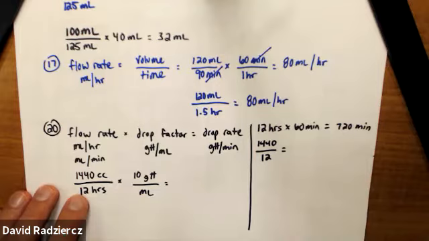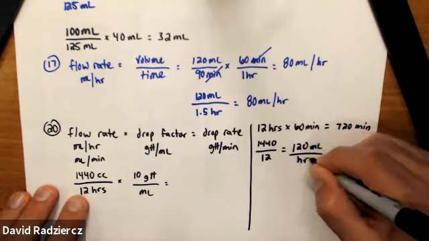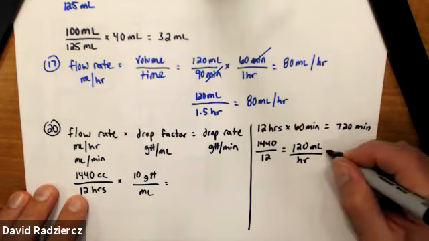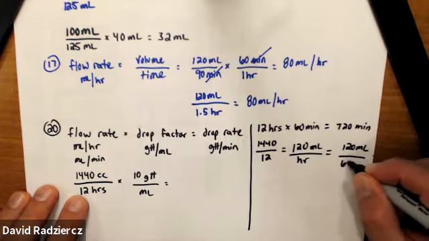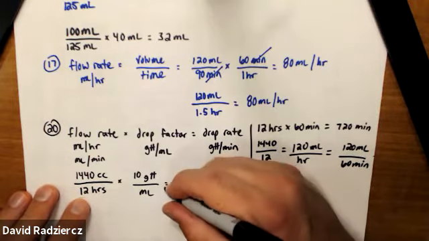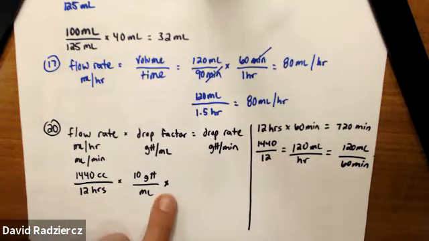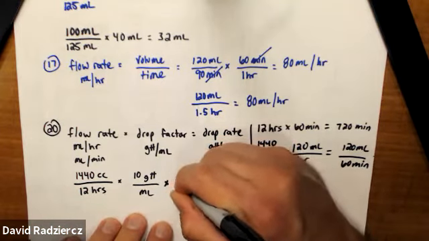1440 divided by 12 would give you 120, and that would be milliliters per hour. And you know that 1 hour is 60 minutes. So you have a couple of options for setting this up. Let me just show you the long dimensional analysis way, which is I'm going to add another multiplication here. And I'm going to say that 1 hour is what?